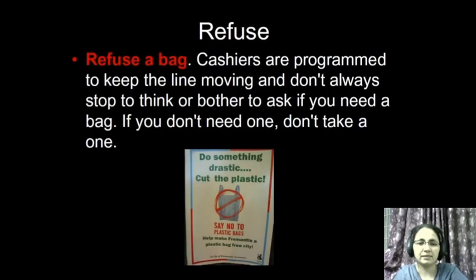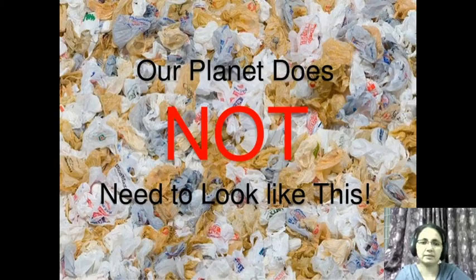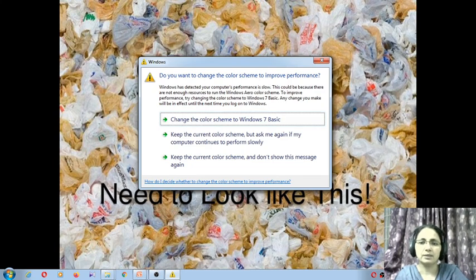Fourth one, it is one of the most important things. Refuse the usage of a plastic bag. Cashiers are in a hurry to keep the line moving and don't always stop to ask if you need a bag. If you don't need one, don't take one. So do something drastic and cut the plastic. Our planet does not need to look like this, okay?